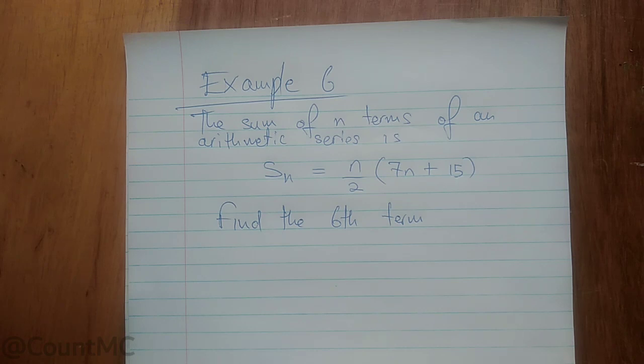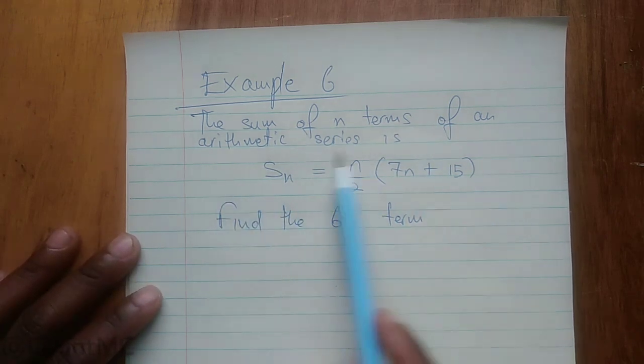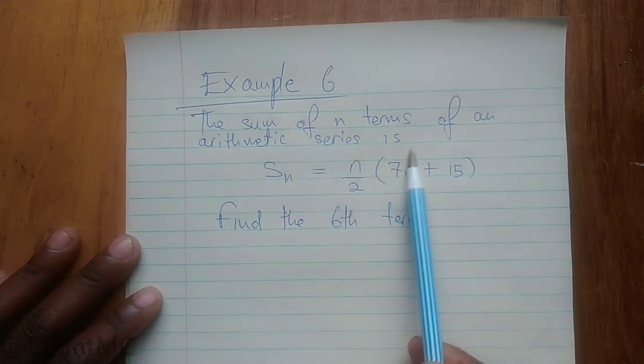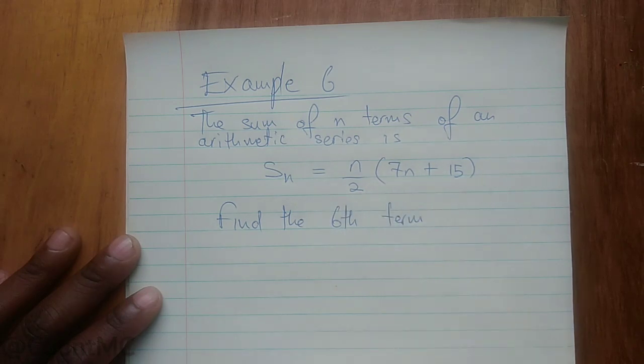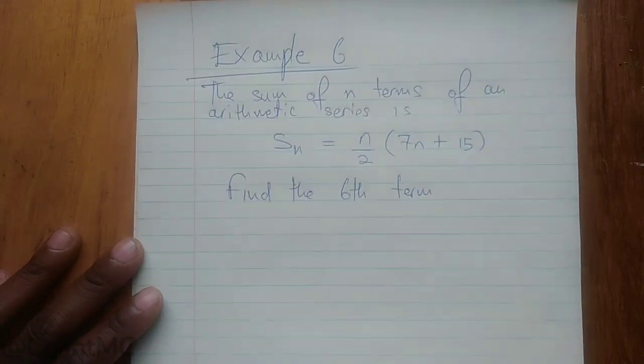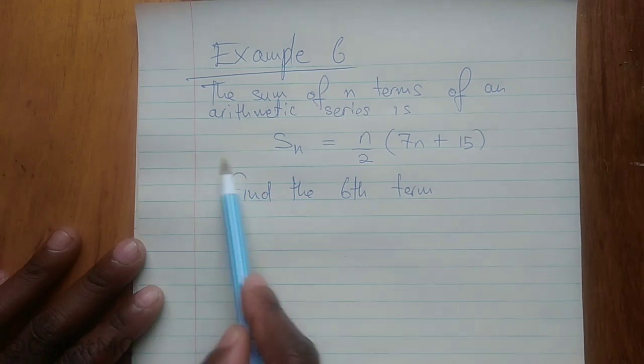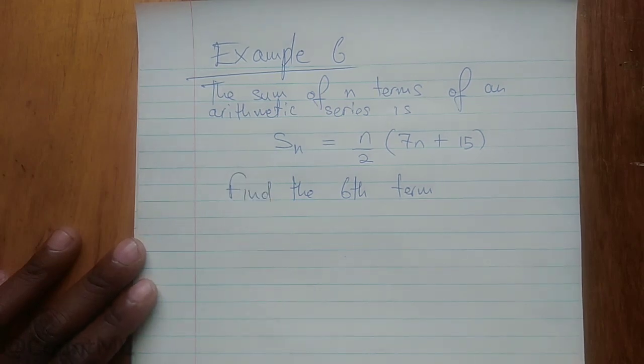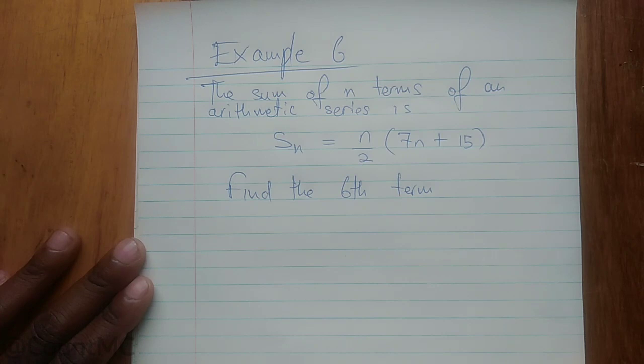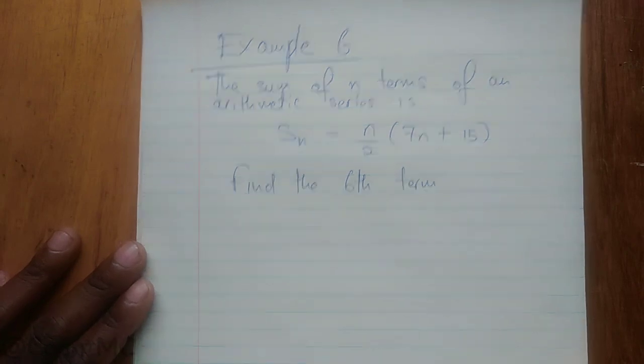So let us conclude with an example where we find a term using the sum of series. So far we've been showing how you can find the sum of series, but let's see where you can use those sum of series to find a term. Okay, so the sum of n terms of an arithmetic series is this. So it has been given as a formula. Remember, this can also be written as a summation sign. Okay, now find the sixth term.